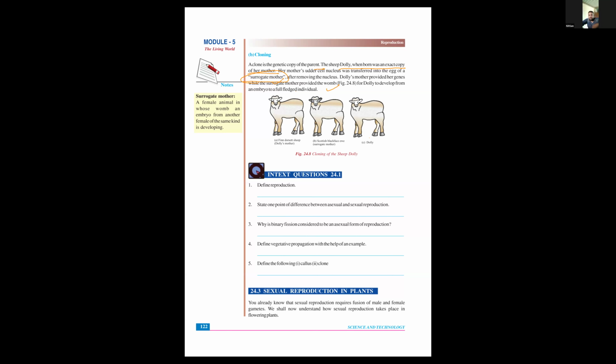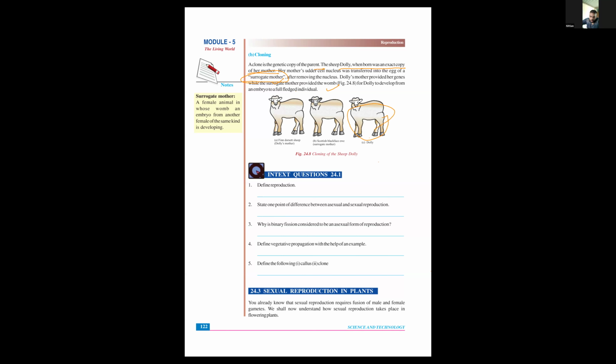So basically, what happened is they took the nucleus, they took the cells from Dolly's mother, and put it into the surrogate mother. They just take out the nucleus and let the cells divide. When the cells divide, they saw that one new clone forms. It's called Dolly. It's called cloning.